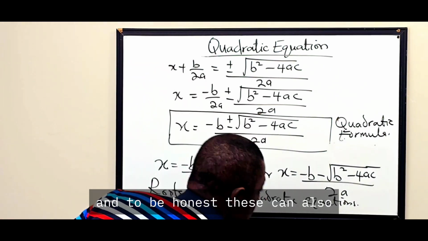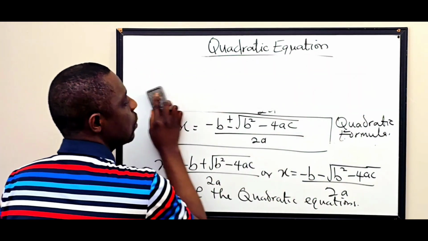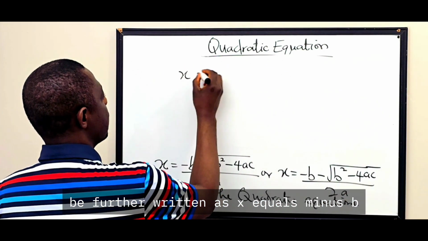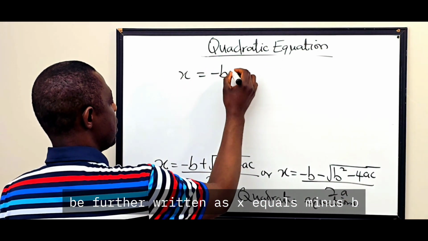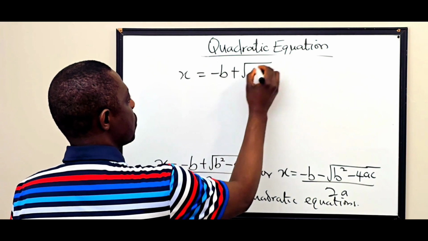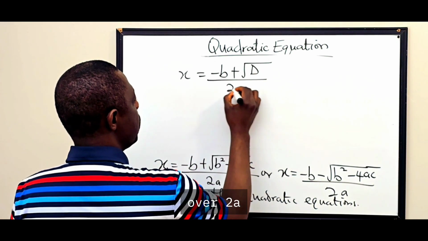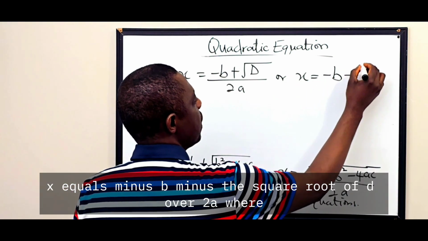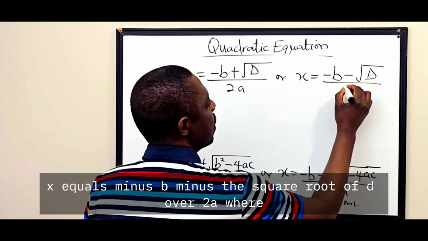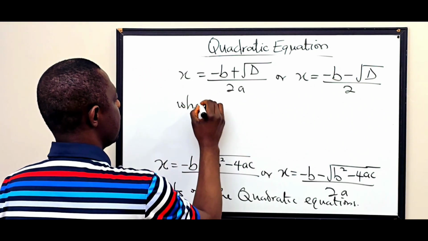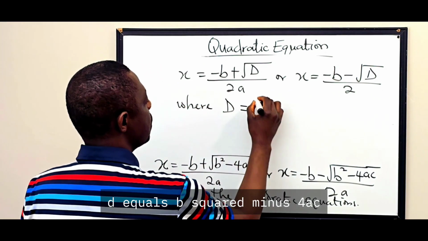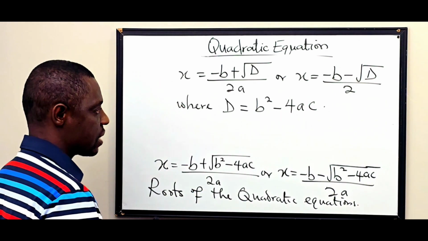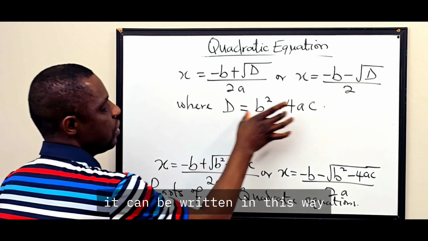And to be honest, this can also be further written as x equals minus b plus the square root of d over 2a, or x equals minus b minus the square root of d over 2a, where d equals b squared minus 4ac. It can be written in this way.